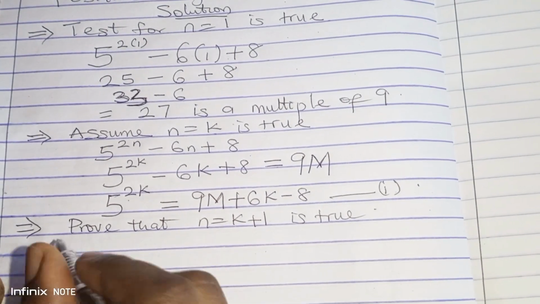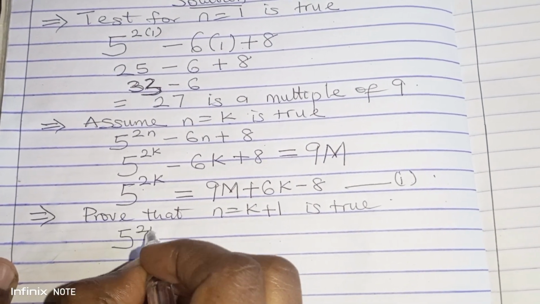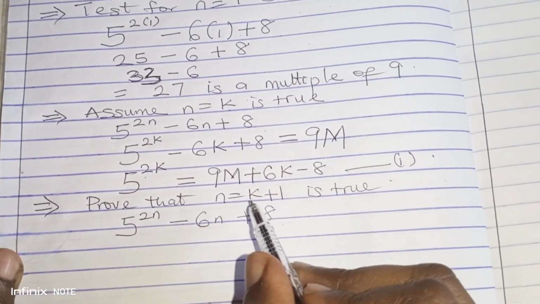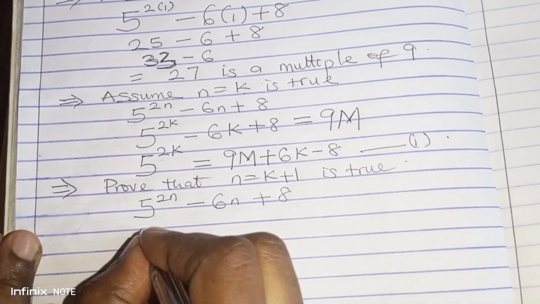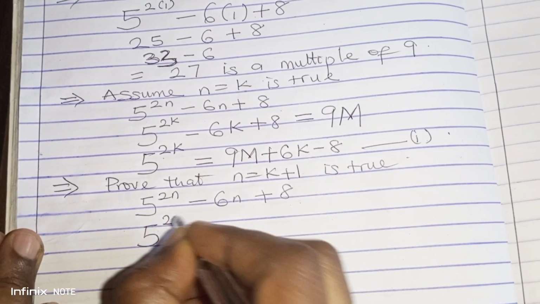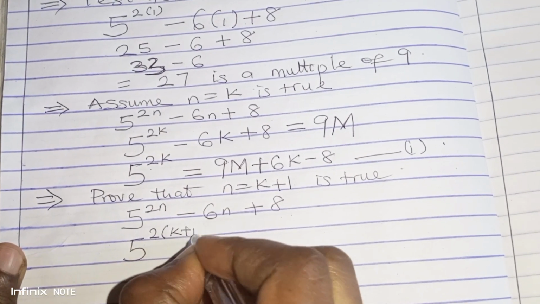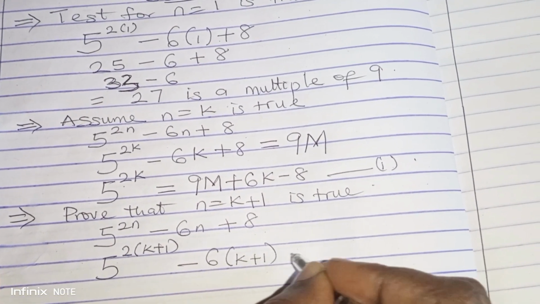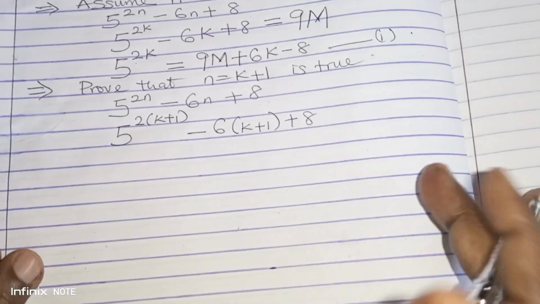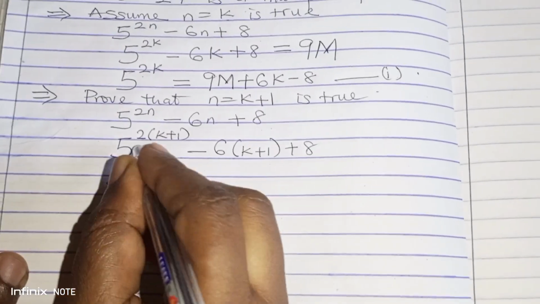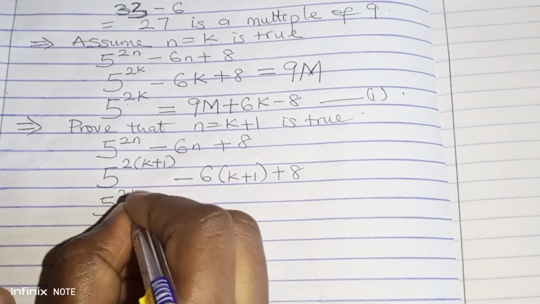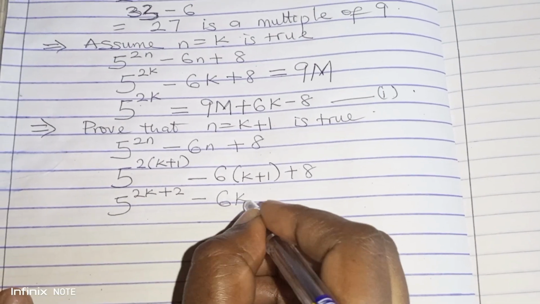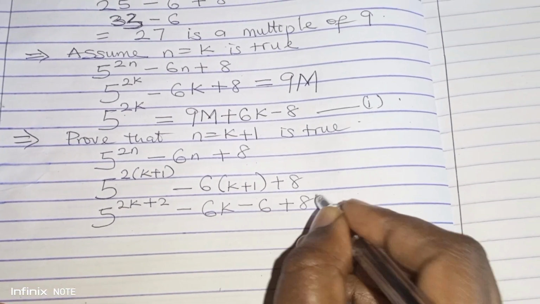So to do that, anywhere I see n from this expression, 5 raised to power 2n minus 6n plus 8, I'm going to put k plus 1 there. So I have 5 raised to power 2 multiplied by k plus 1, that is anywhere I see n, I'm putting k plus 1, minus 6 multiplied by k plus 1, then plus 8. So let's simplify. So I have 5 raised to power 2k plus 2, then minus 6k, then minus 6 plus 8.